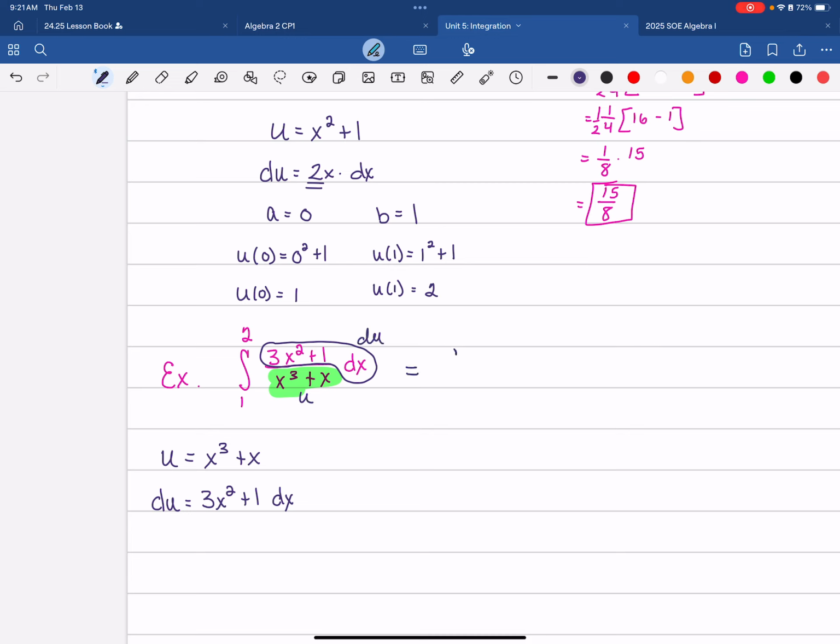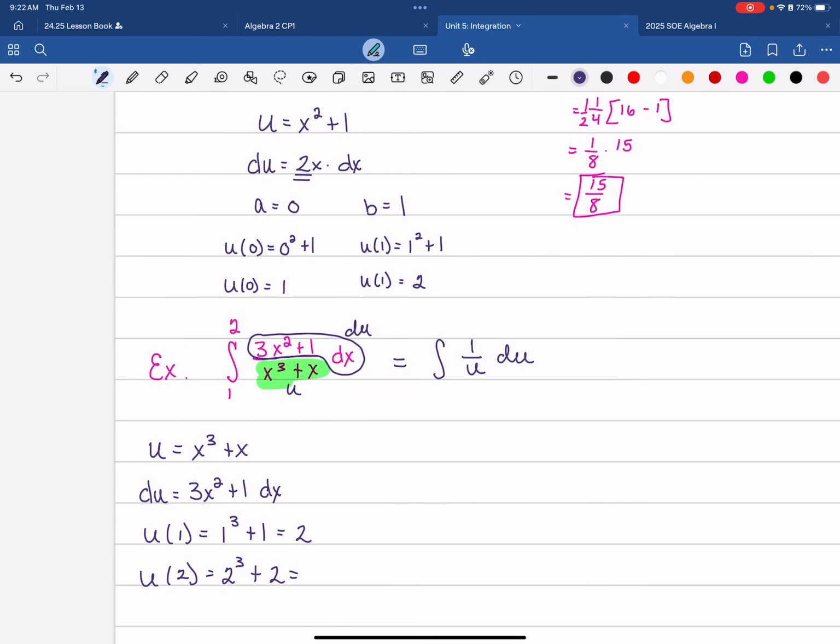So far we know we have an integral of 1 over u times du. Now I need to change my lower and upper limits of integration. So I'm going to go ahead and say u of 1 equals, so I'm putting my a value in first, 1 to the third plus 1, which is 2. Then I'm going to do u of 2, which is 2 to the third plus 2, which equals 2 times 2 is 4 times 2 is 8 plus 2 is 10. So I'm going from 2 to 10.